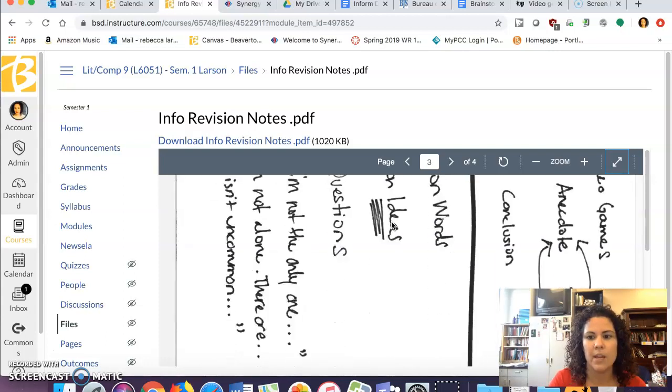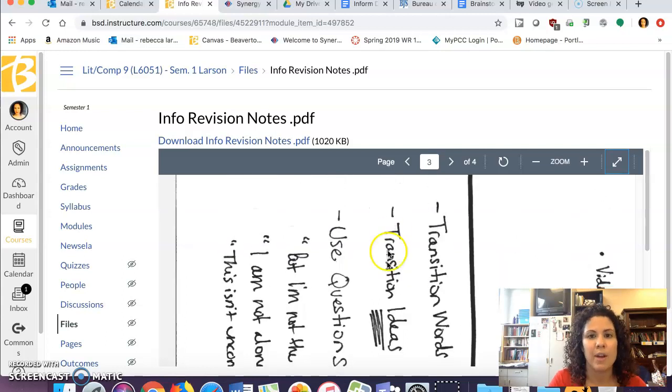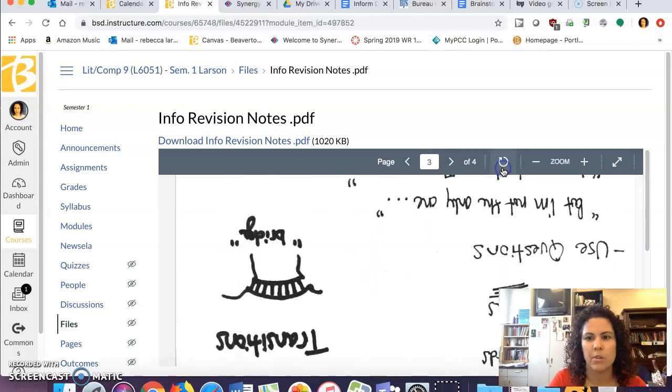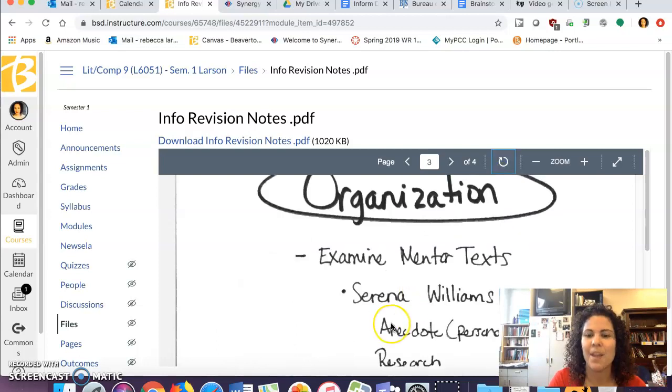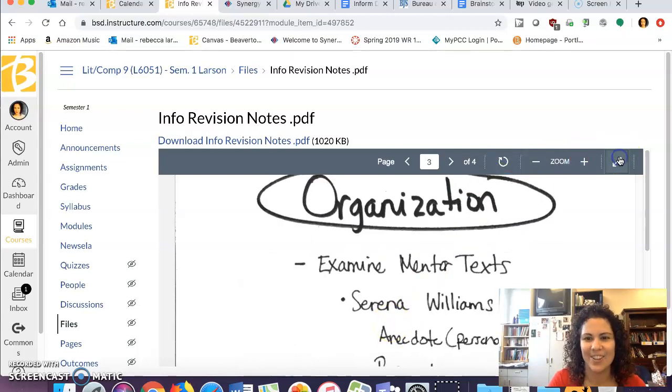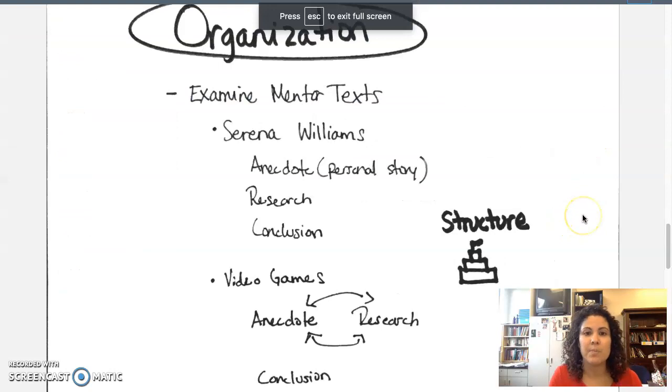Oh no, it went sideways. I'll have Miss Craft put this on the overhead. We'll just go like this. There you go. Organization. So your organization is going to be really important.